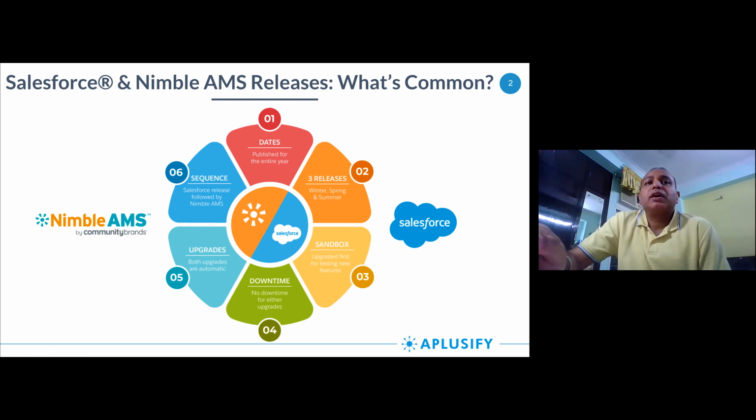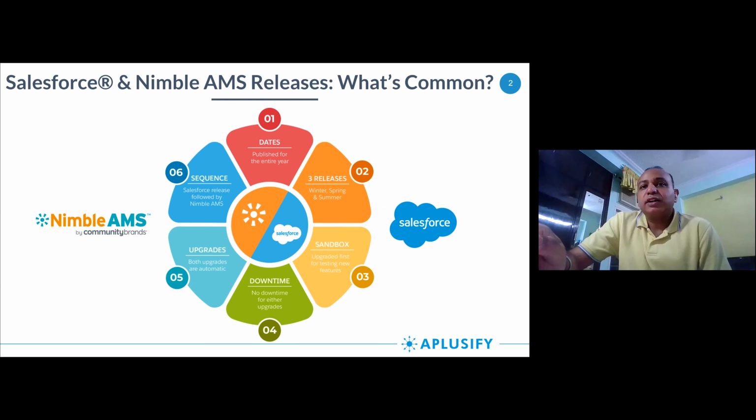Nimble AMS follows Salesforce releases. Nimble AMS always happens after a Salesforce release, and the reason is that Nimble AMS is built on the Salesforce platform. So it has to wait for what is new in Salesforce, and then it rolls out its newer version. Generally there is a difference of around a month or a couple of months after Salesforce when Nimble AMS releases its version.